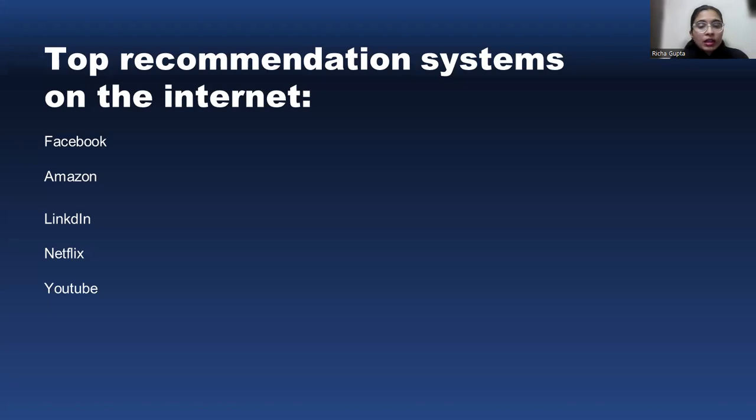Those are Facebook, Amazon, LinkedIn, Netflix, YouTube. Amazon recommends products and search results. Facebook's recommendation engine helps in finding friend suggestions. Netflix's recommendation system provides movies. LinkedIn suggests job ads, connections, and courses. YouTube's recommendation system helps prioritize the videos you look for, the channels, subscriptions, and any relevant news.